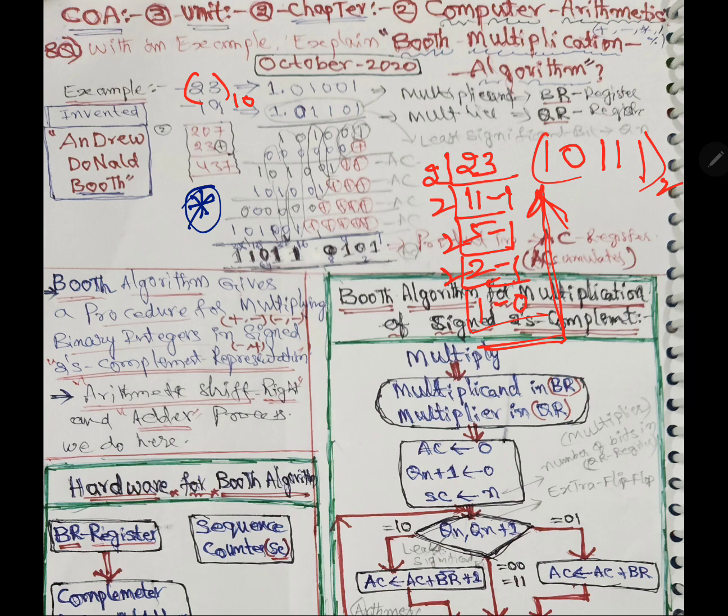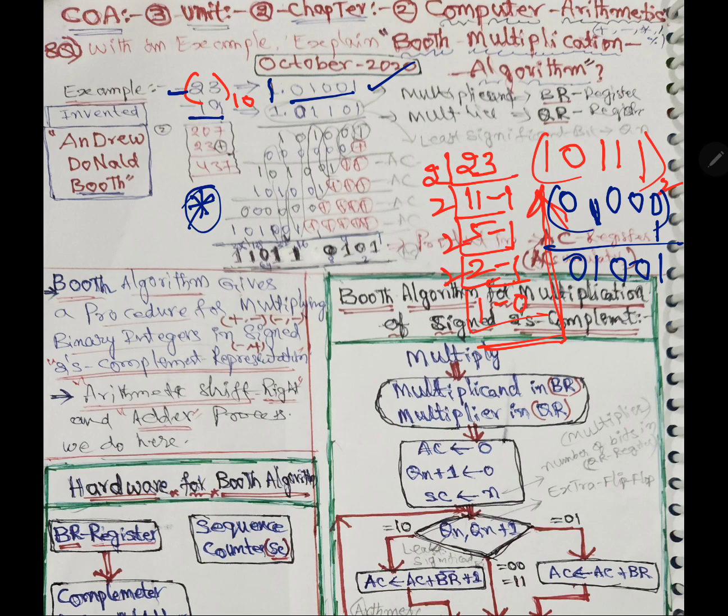Then this needs to be changed into 1's complement. 1's complement is very simple: instead of 1 we keep 0, and instead of 0 we keep 1. See here, 0 1 0 0 0. Then we add 1 to it and we get the 2's complement: 0 1 0 0 1. Because it is a negative number, we keep 1 at the front. So that is the 2's complement of minus 23.